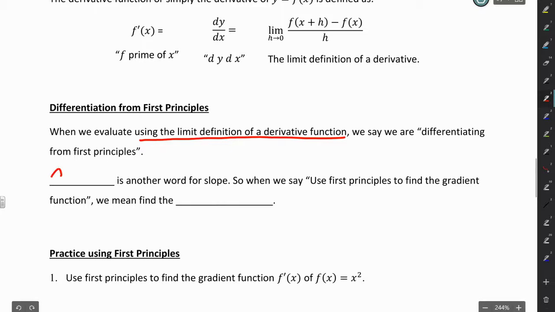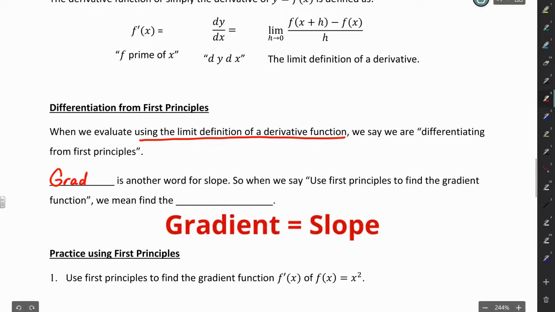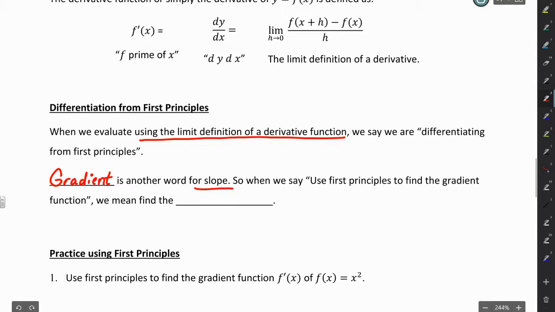Another word for slope is gradient. You're going to see that a lot on anything generated by IB. Gradient is another word for slope. So when we say use first principles to find the gradient function, we mean find the derivative. Again, just to recap that, these all mean the same things. Find the derivative, find the derivative, find the derivative. Differentiate using first principles just means find the derivative.